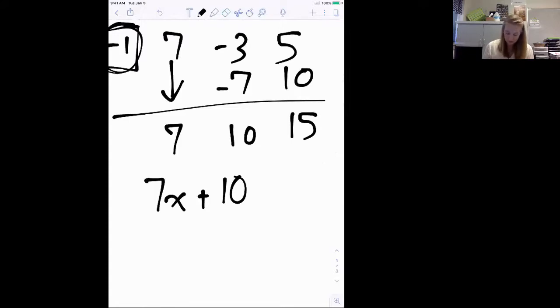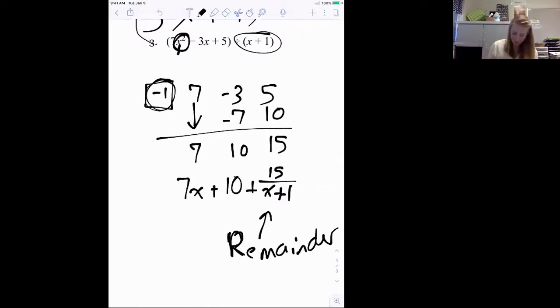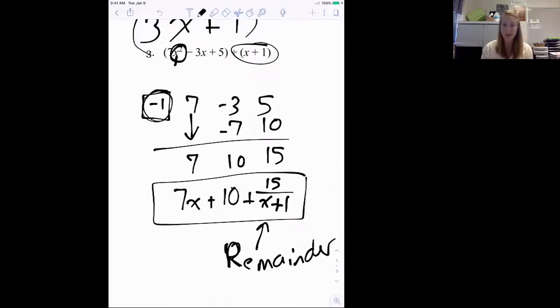So what I'm going to do with my 15 is just like in a long division problem, you put your remainder over whatever you were dividing by. In this problem we were dividing by x plus 1. So this is your remainder. And this is your final answer. If you were checking to see if x plus 1 was a factor, the answer to that is no. For this one, x plus 1 is not a factor because we had a remainder.